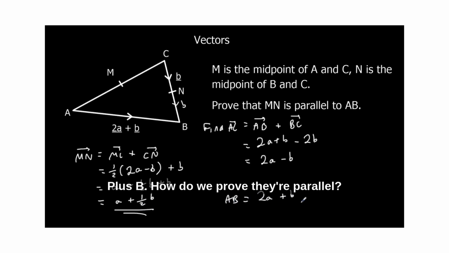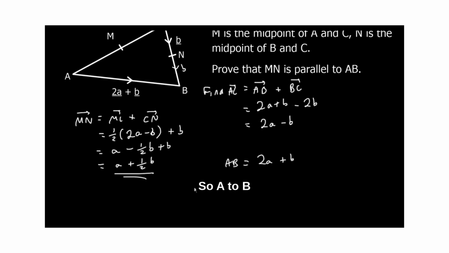How do we prove they're parallel? To be parallel, one has to be a multiple of the other one. So is one a multiple of the other one? Well, yes it is. So a to b is equal to 2 lots of mn.